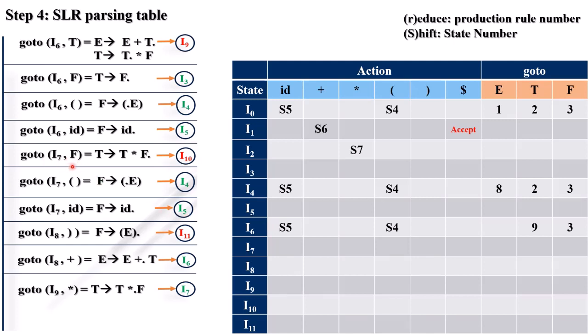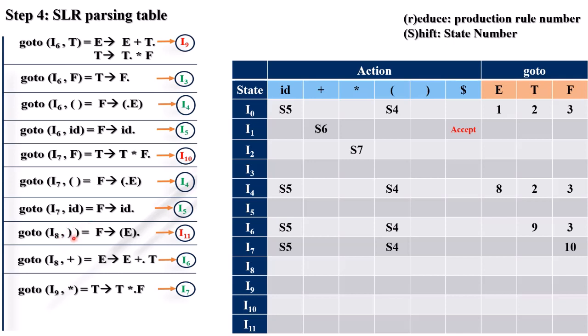Next, I7F, we get I10. Here we have to write only 10. Next, I7 and opening bracket, what we get? I4. So we have to write here S4. I7 ID, what we get? I5, so we have to write here S5.